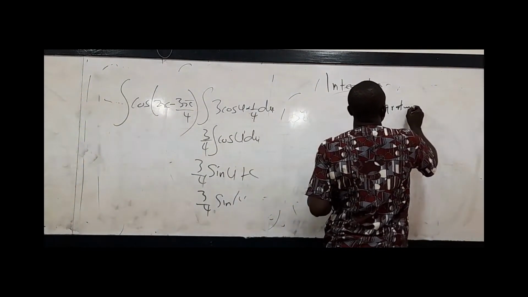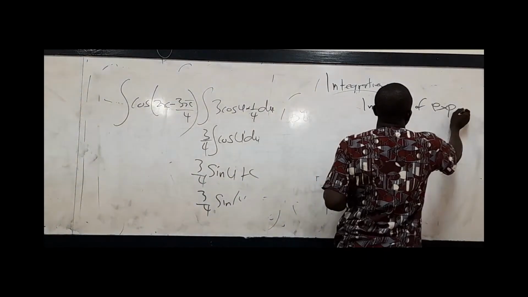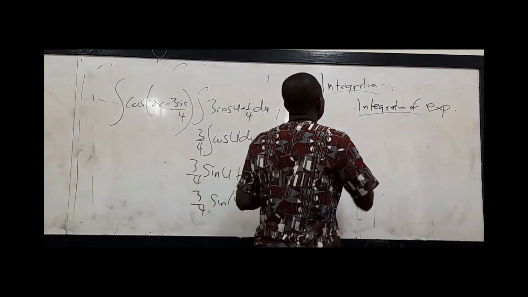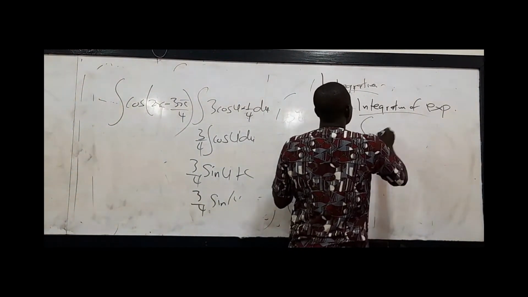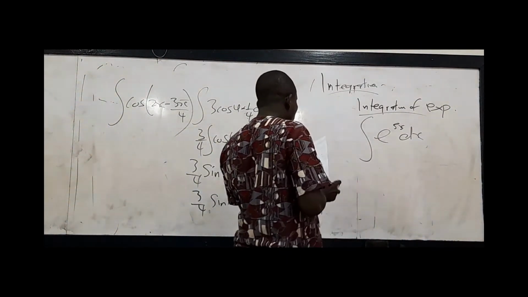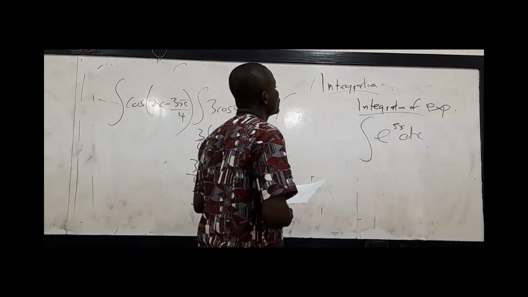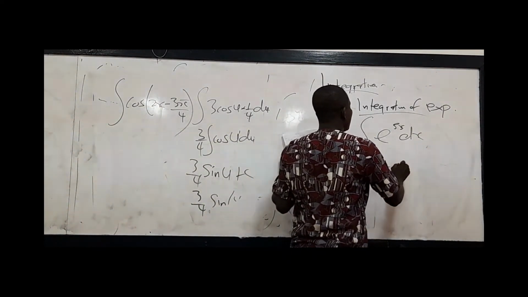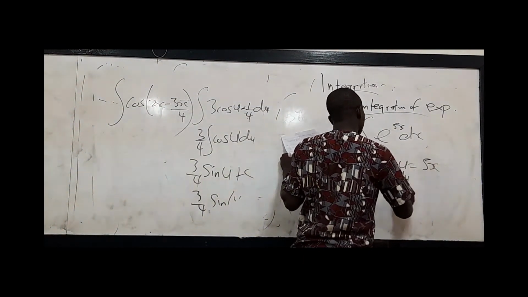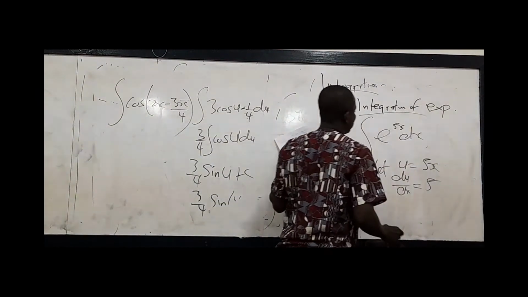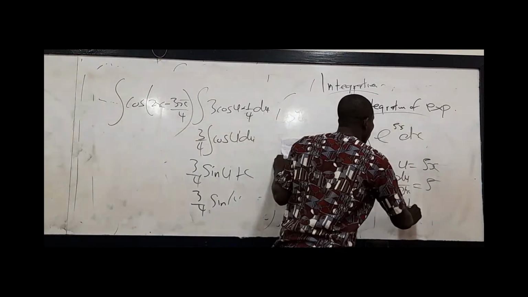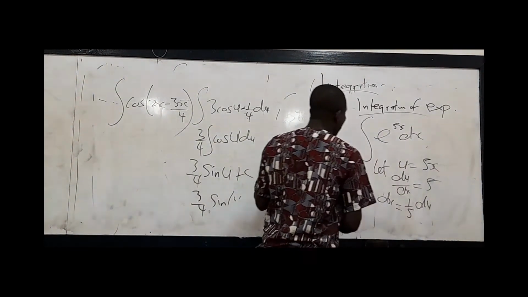Integration of exponential functions. A typical example is like this, where we have the integral of e^(5x) dx. It is a similar approach that we will be going about. So here once again we let u be equal to 5x. And du/dx is equal to 5. So dx is equal to 1/5 du. Is that okay?